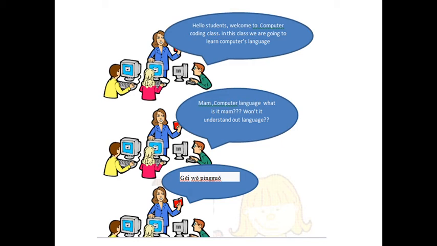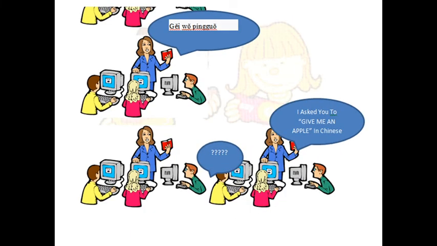So let us see what I have said, which means I asked you to give me an apple in Chinese. Do you understand the Chinese language which I have said to you? No, right? Similarly, we are speaking so many languages. The computer cannot understand all the languages. It has its own language. If you want to instruct the computer to do something, then we need to learn its language, right? It is for this purpose only that programming language arrived.